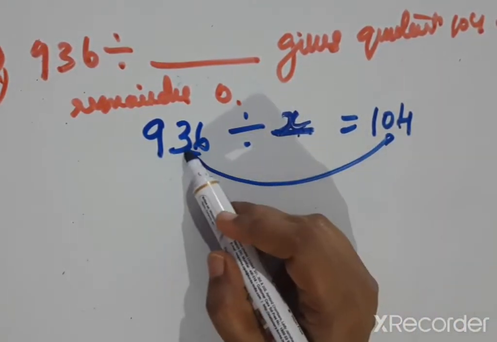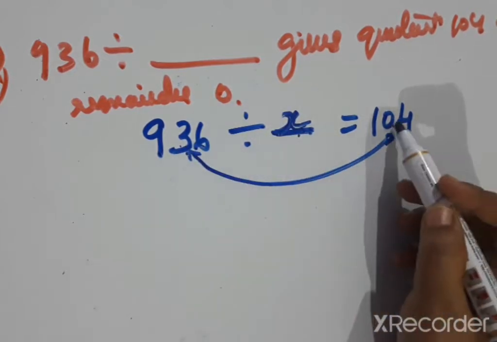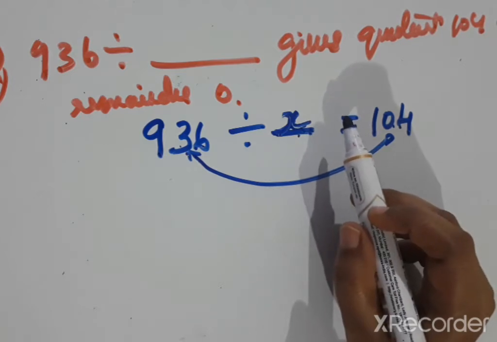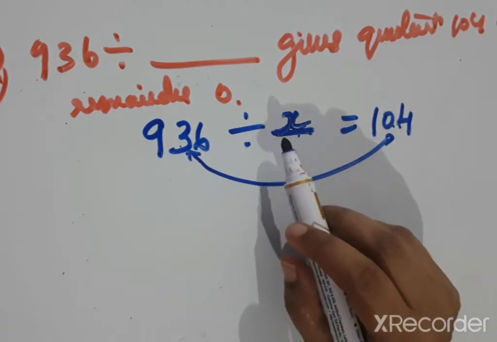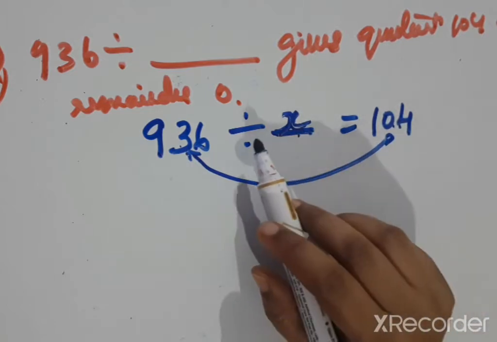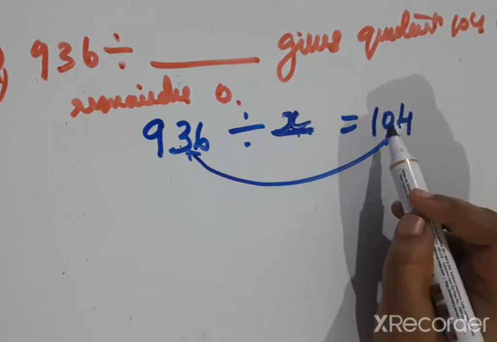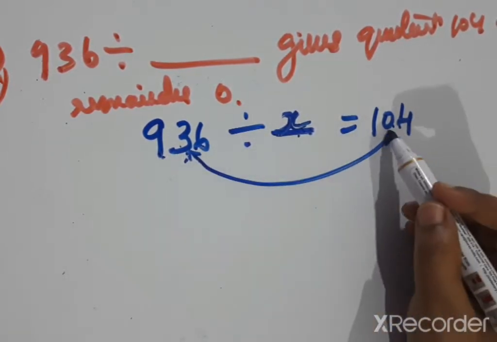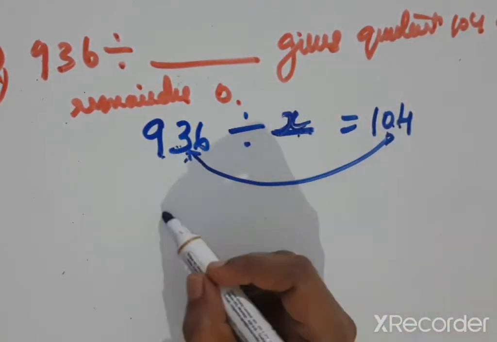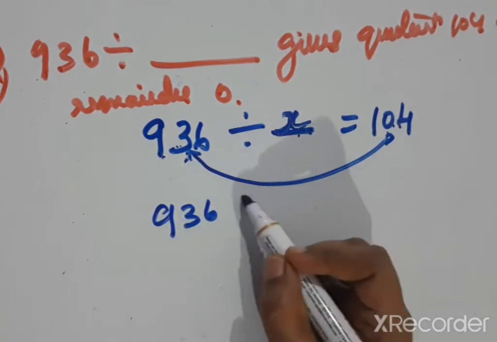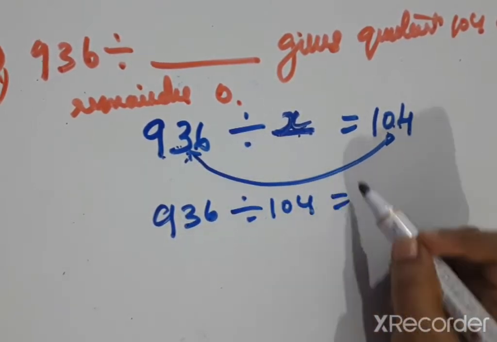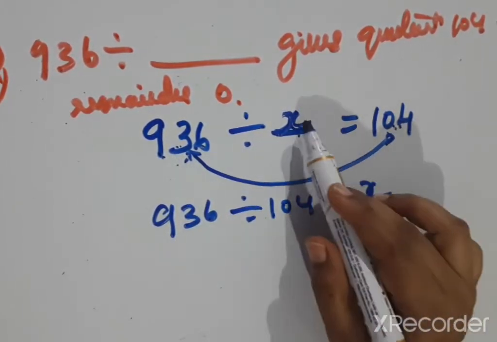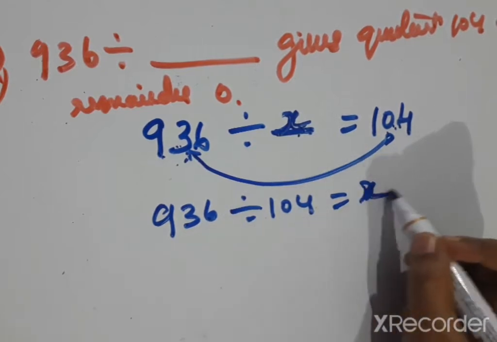If any three numbers are interconnected, multiplication factors of any two, and the answer, it is related to the division. So in division also we can try with this system. If 936 divided by 104, we can try. Always the greater number is up. 936 divided by 104 is equal to the x value, according to the property.